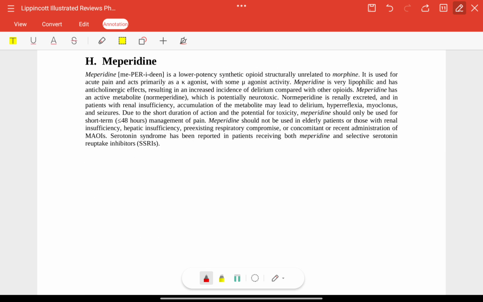Meperidine is a lower potency synthetic opioid structurally related to morphine. Now with some mu agonist activity, meperidine is very lipophilic and has anticholinergic effects resulting in increased incidence of delirium. Normeperidine is renally excreted. Now due to short duration of action and potential for toxicity, meperidine should only be used for short term, 48 hours.